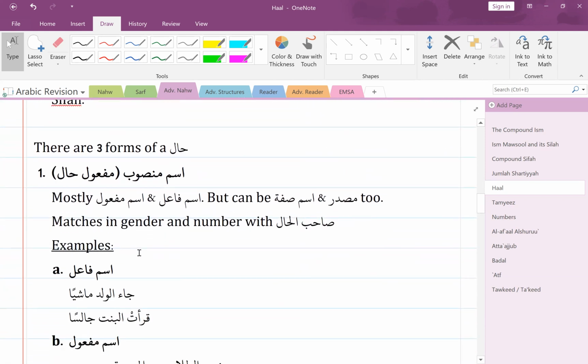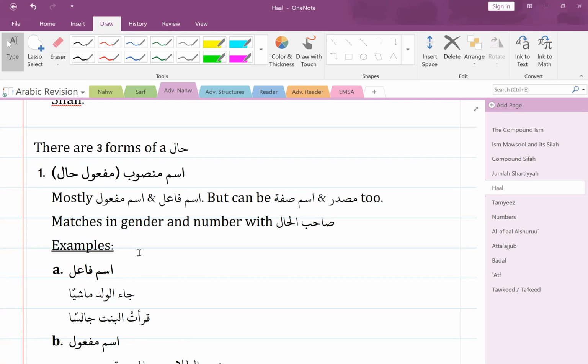Now let's look at the three forms of a hal. How does a hal happen? Okay, so when we're talking about compound sifa, we talked about different kinds of compound sifa when it comes with a jumla ismiya, jumla fi'liya, jar majroor, and so on and so forth. So today we're going to look at also hal and the different forms that a hal comes in.